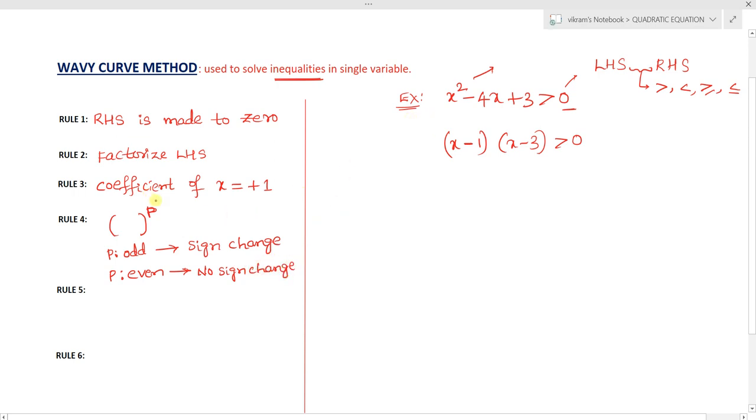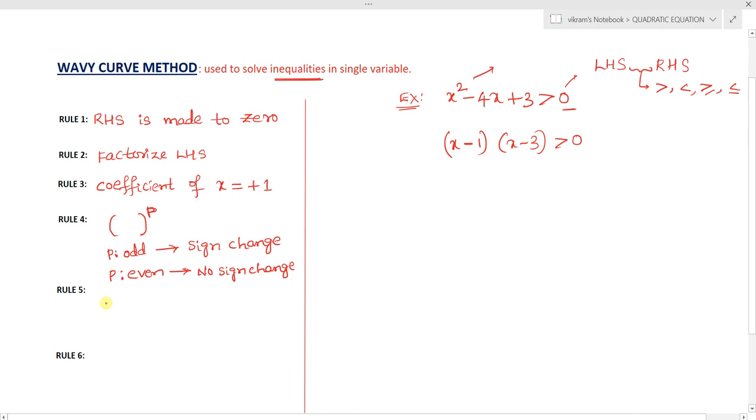After making the coefficient of x as 1, we need to check the powers of the factors. If the power of the factor is odd, then we need to change the sign. If the power of the factor is even, there is no change in the sign.